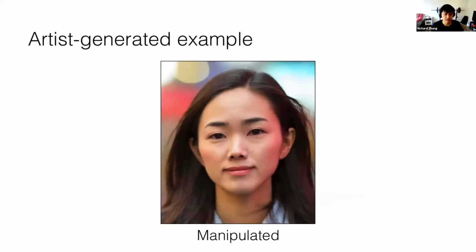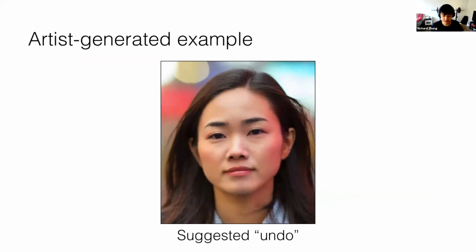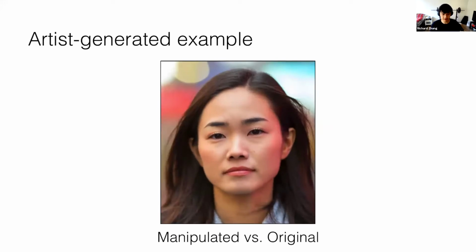Okay, here's an example on an artist-generated example. What they did here was actually a little bit more than warping. For part of the set, for a few examples, we also said that they could do other types of retouching, such as photometric changes. And so we see that this is a manipulated image. This is the flow prediction. This is the suggested undo, which I think looks much more natural, and the original photo. Here's the manipulated and original, where you see large changes, and the undo and original.